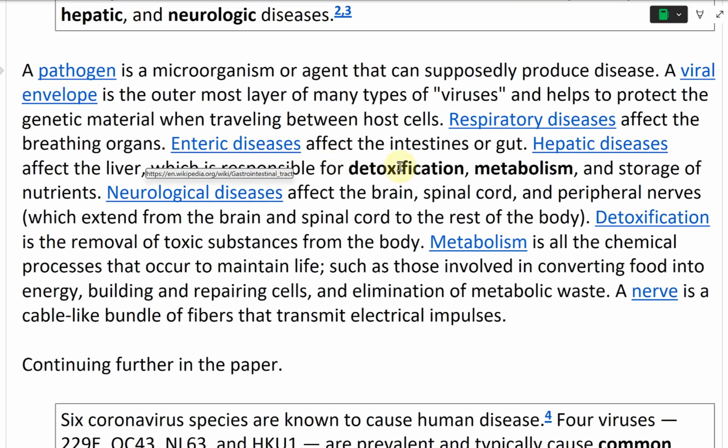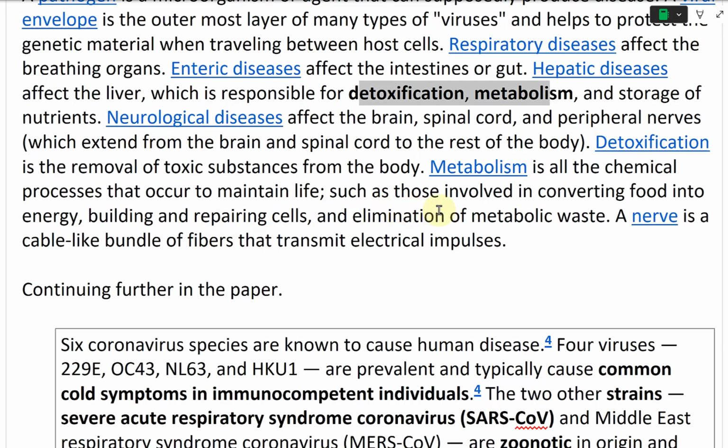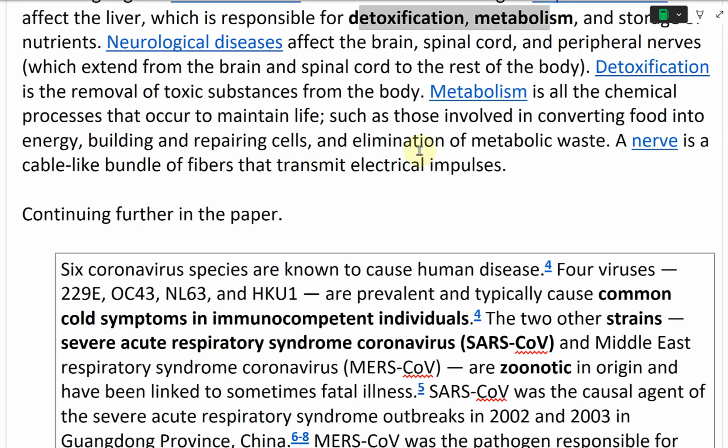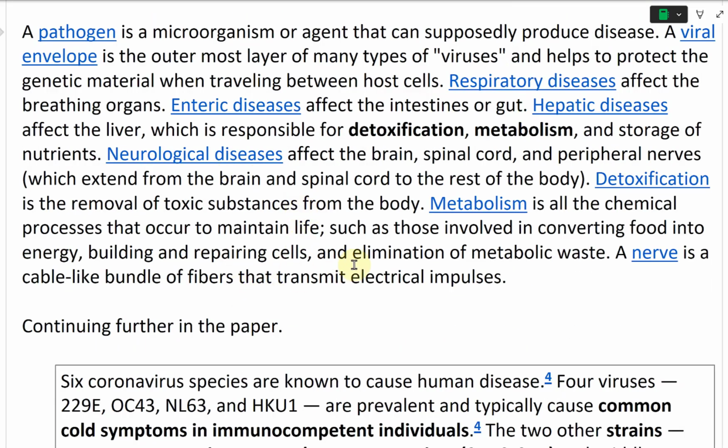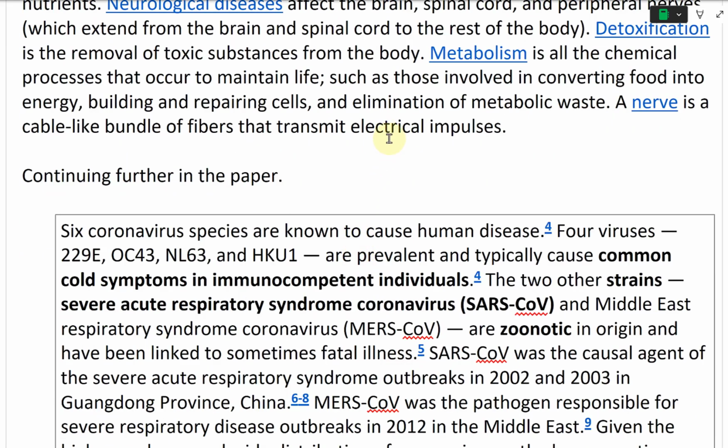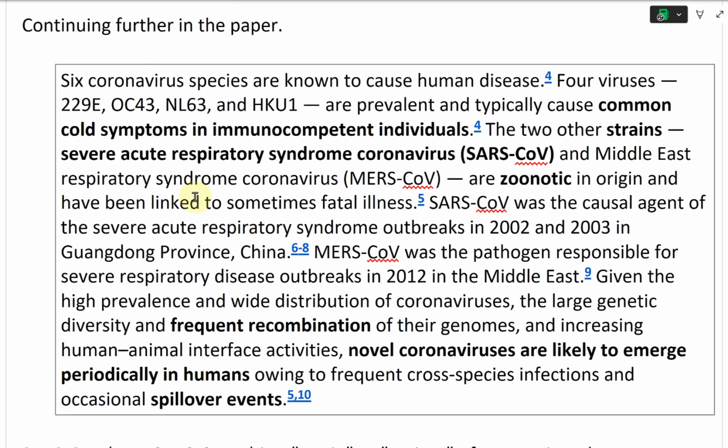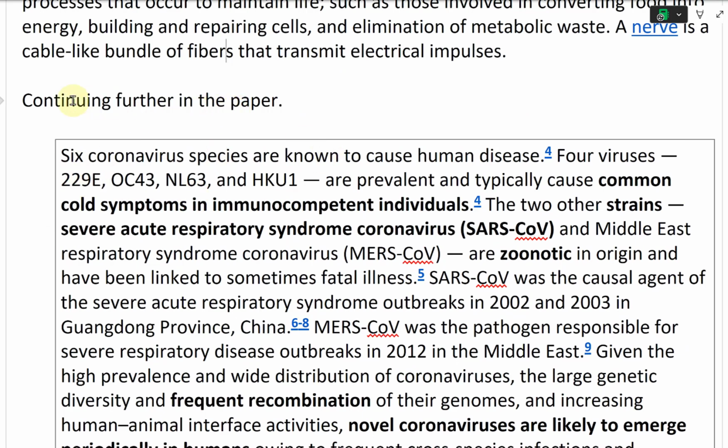And detoxification here, I bolded these because I'm going to expand on these. Detoxification is the removal of toxic substances from the body, and metabolism is all the chemical processes that occur to maintain life, such as those involved in converting food into energy, building and repairing cells, and elimination of metabolic waste. And a nerve is a cable-like bundle of fibers that transmit electrical impulses, and pretty much controls the body and so on, or sends signals to cause it to move.